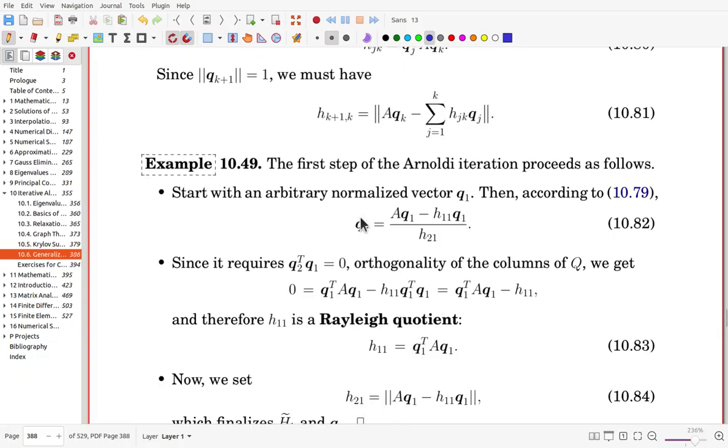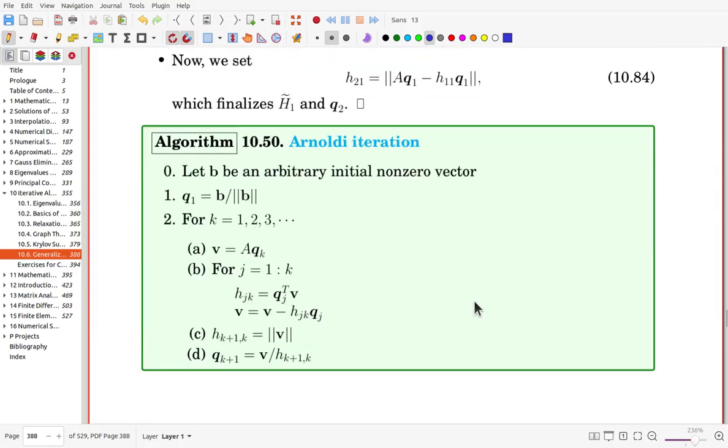Then Q2 will have length 1. Quite easy. So each time, recursively, we try to get these coefficients for H, and then we try to construct a new Q vector. So keep going. This method is called Arnoldi iteration. Here we summarize the method.